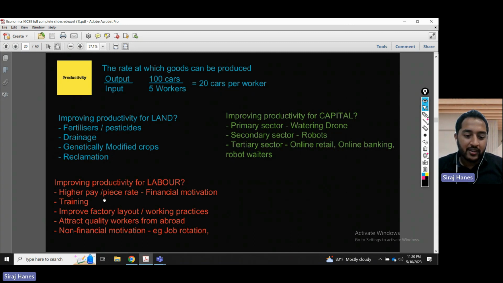And non-financial motivation: give them some sort of motivation like job rotation. Maybe teach this, then go teach something else and come back to teaching this, and give a bit of variety so that people don't get bored and they start to get more productive. Yeah.